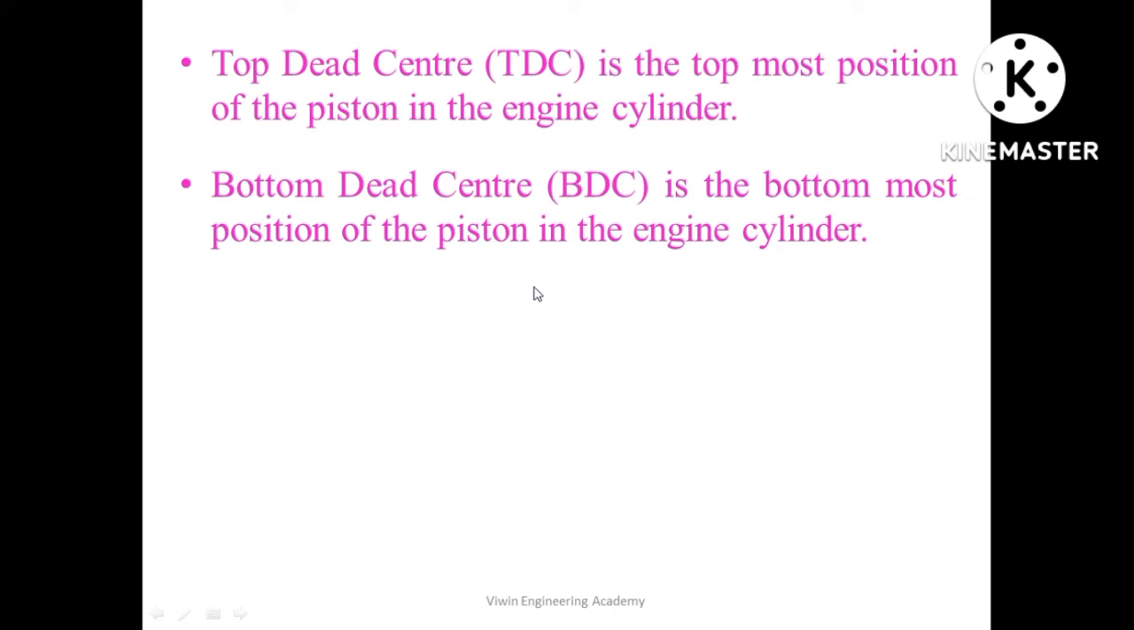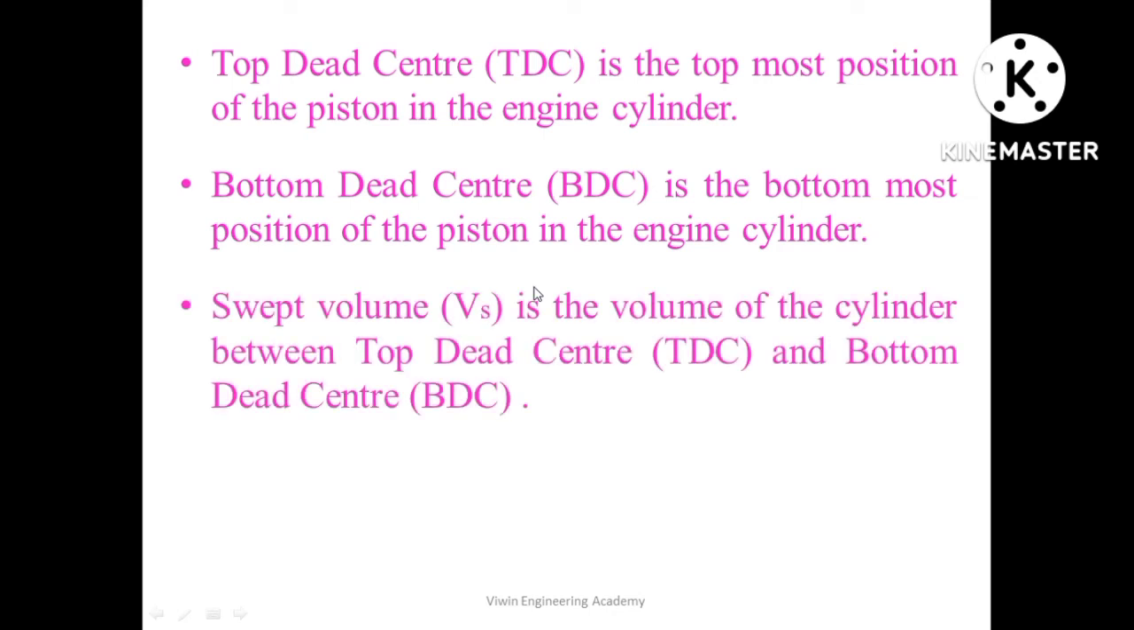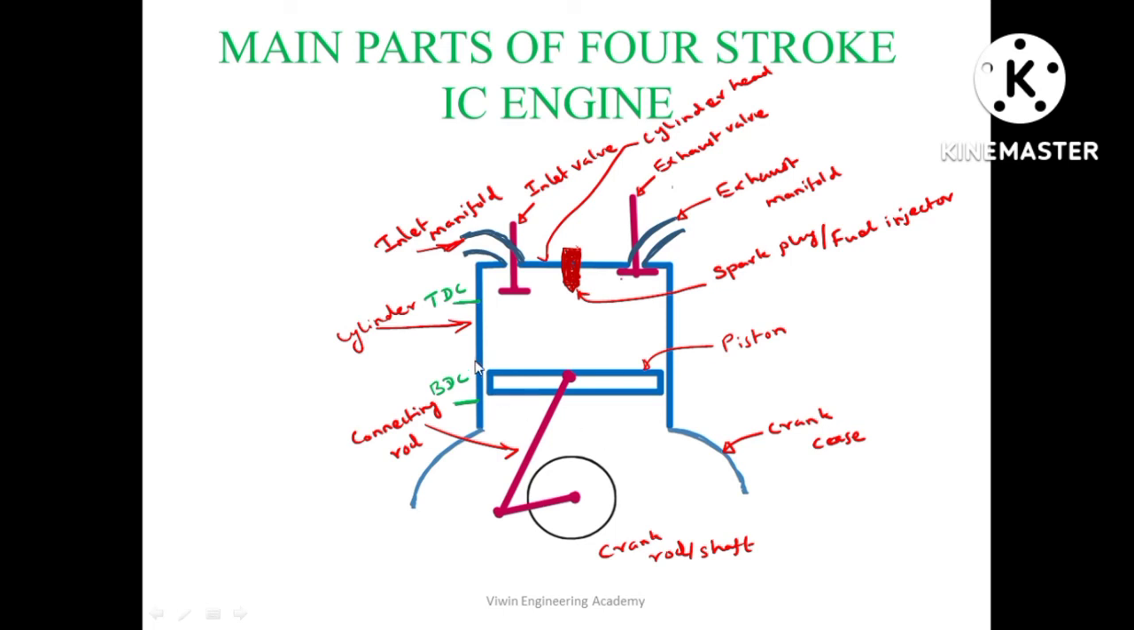Then related to volume, swept volume is the volume of the cylinder between the TDC and BDC. In the diagram, the volume between TDC and BDC. So this volume is called swept volume Vs. Similarly, the volume above the piston level at TDC is called clearance volume Vc.